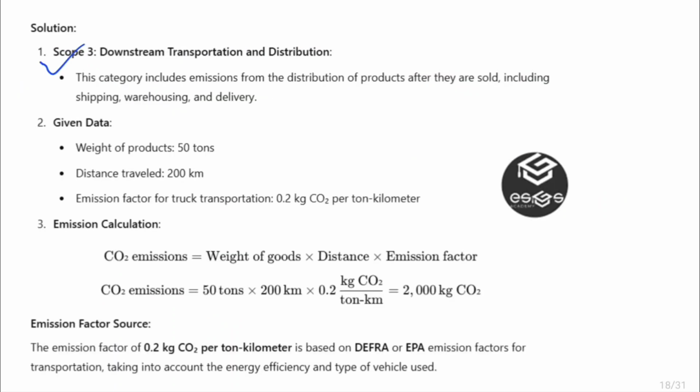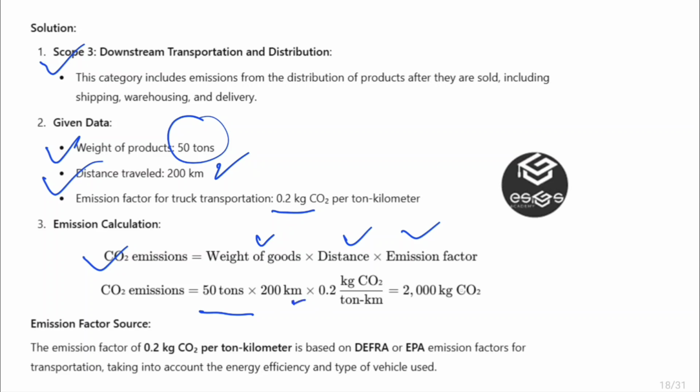On the solution side, first we define the particular category of emission. This includes emissions from the distribution of products after they are sold, including shipping, warehousing and delivery. The weight of the product is, let's say, 50 tons, distance traveled 200 kilometers, and the emission factor is 0.2 kg CO2 per ton kilometer. Now multiply all these: weight of goods, distance, emission factor, given respectively, like 50 tons multiplied by 200 kilometers and by 0.2. So the answer will become this.